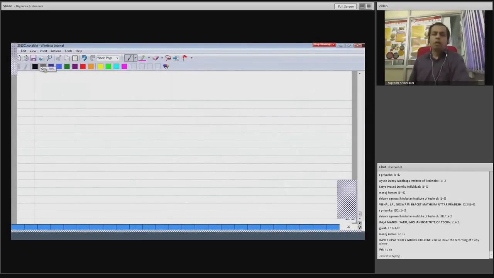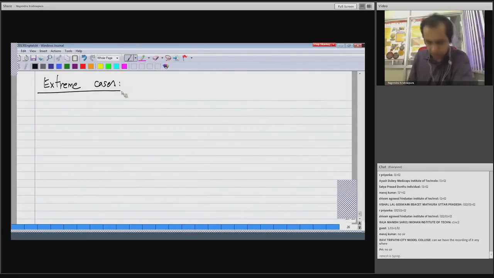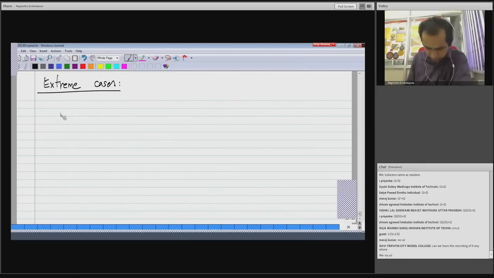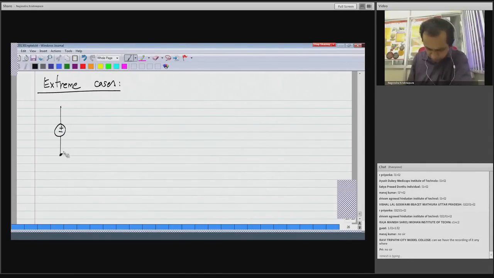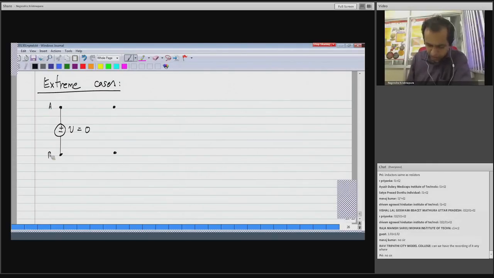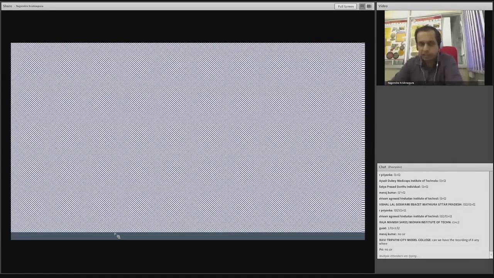Okay, now we can look at certain extreme cases of element values. Let me start with a voltage source. You can call these terminals A and B if you wish, and I'll say that the independent voltage source's value is zero. So what will this be equivalently between A and B? My question is, we have an independent voltage source whose value is zero. What is that equivalent to?